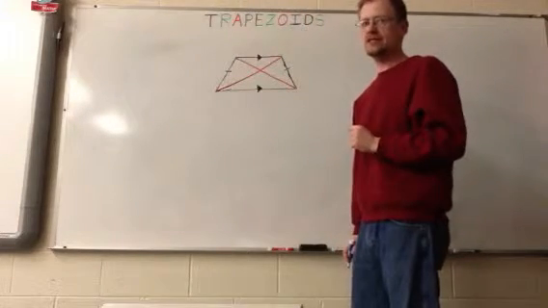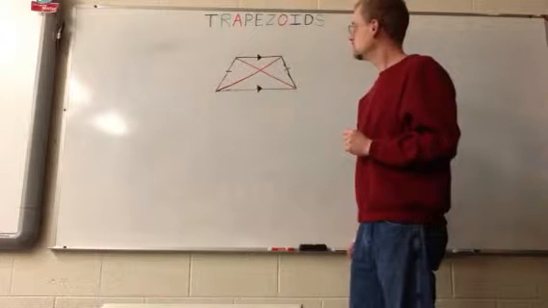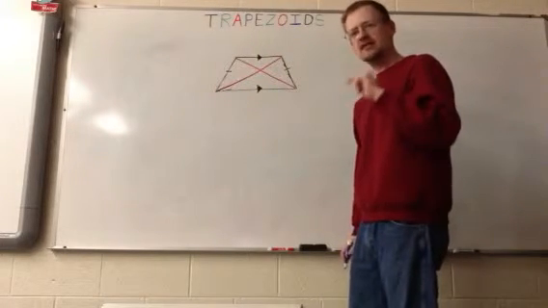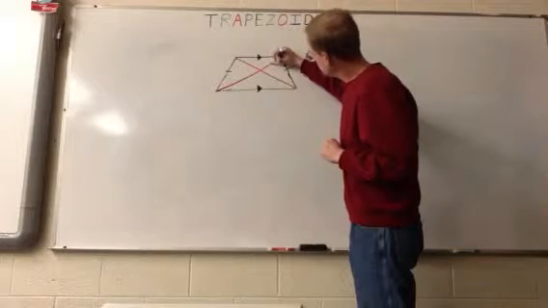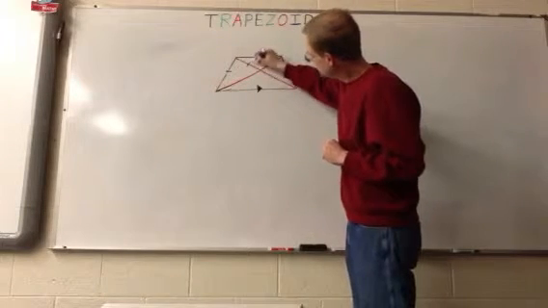But there is something unique that does happen with these diagonals. It turns out in an isosceles trapezoid, this side and this side are congruent.